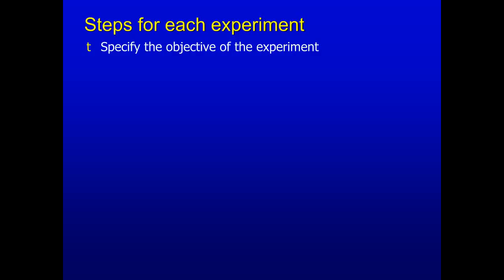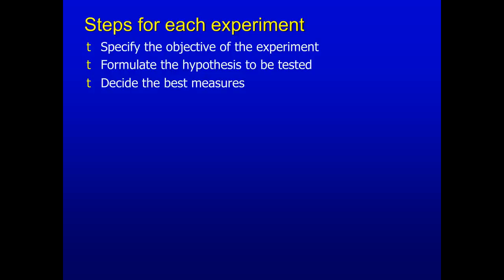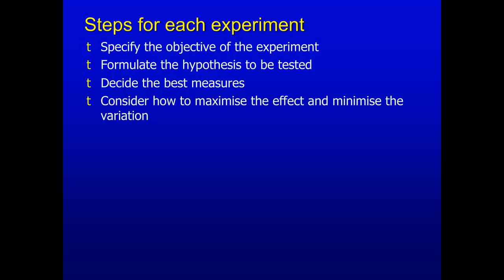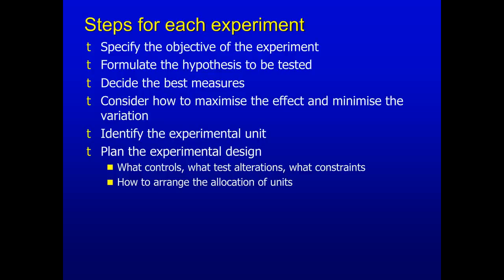And the steps you might think of in designing an experiment were specifying the objective, formulating the hypothesis from that, deciding the best measures, considering how you would get the best effect, the biggest effect, and the least variability, identifying the experimental unit, and then planning the design or arrangement of experimental units around controls and experimental alterations within the constraints of the type of housing that the biological material is in, animals, fish, and that sort of thing.